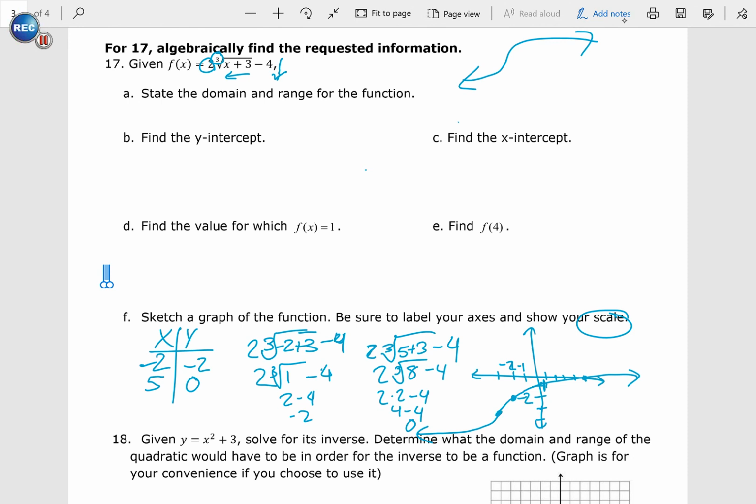All right, now the next step is we're going to talk about and state the domain and range. Just viewing this graph, the domain and range is going to be all real numbers for both. So the domain is all real numbers, and the range is also all real numbers. We need to look to see what the y-intercept is. If we're looking for the y-intercept, x is going to be 0.